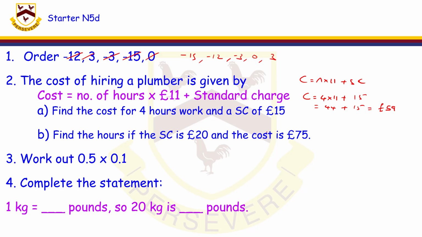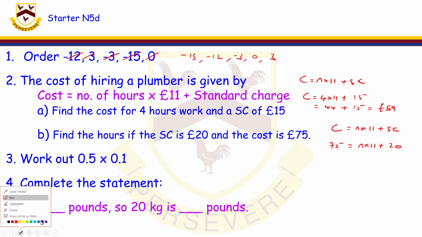For part B, standard charge is 20 and the cost is 75. Find the number of hours. So the formula is the same, N times 11 plus the standard charge. The cost is 75, which is equal to N times 11 plus standard charge, £20 in this case. So we've got an algebraic equation. In order to solve it, we've got to use float and ping an escalator. So I'm going to take that plus 20 here, float it over the equal sign. On the other side of the equal sign, it becomes minus 20.